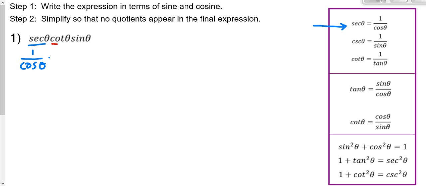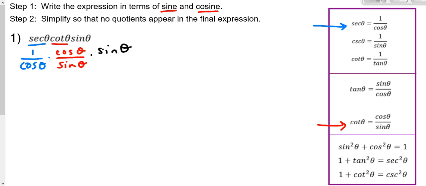Cotangent theta, remember that is equal to, well, we have a couple of options. We have cotangent theta equals 1 over tangent theta, and we have cotangent theta equals cosine theta over sine theta. We're trying to get this in terms of sine and cosine, so let's go with the second option. So we're going to replace cotangent theta with cosine theta over sine theta. And then sine theta is already in terms of sine and cosine, so it stays as it is.